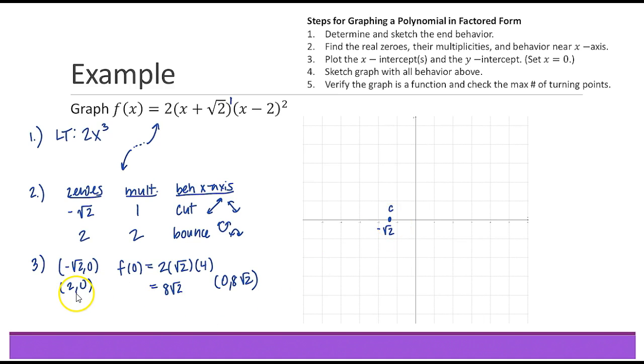My other x-intercept is 2, 0. So I'm going to go ahead and plot that, make it a little bigger. That's a 2. And my behavior there was I was going to bounce, so I'm going to put like a little b to remind me what happens there.